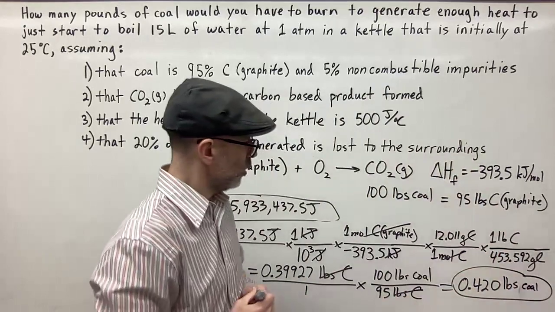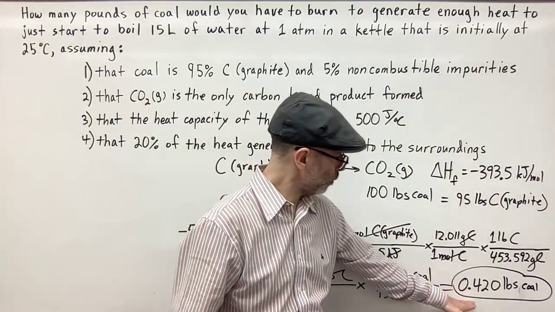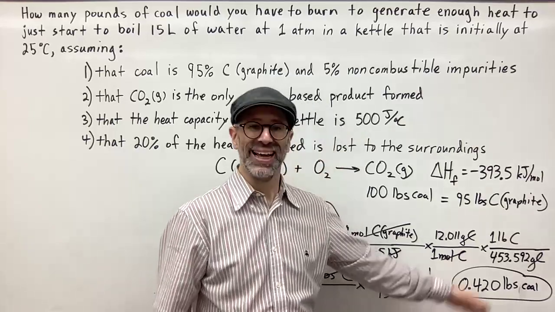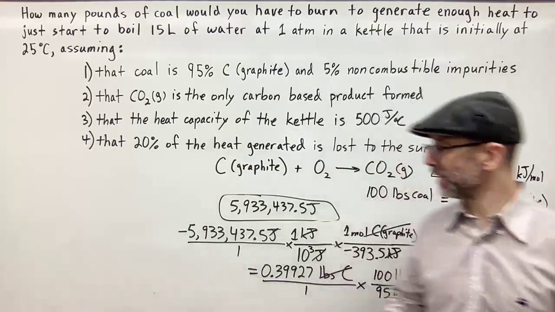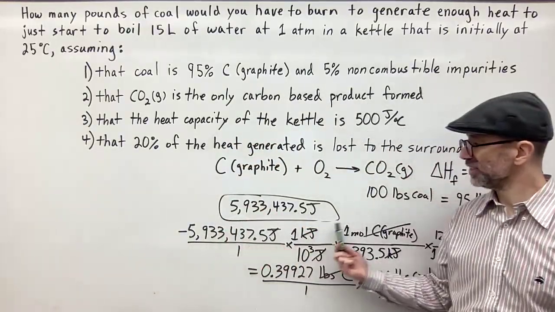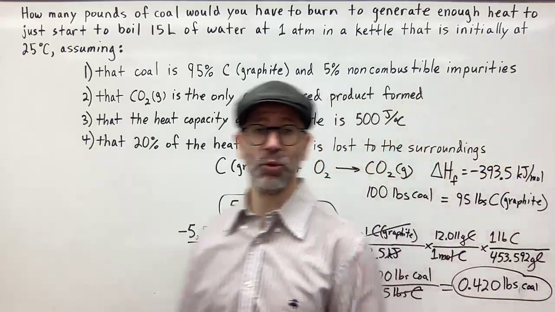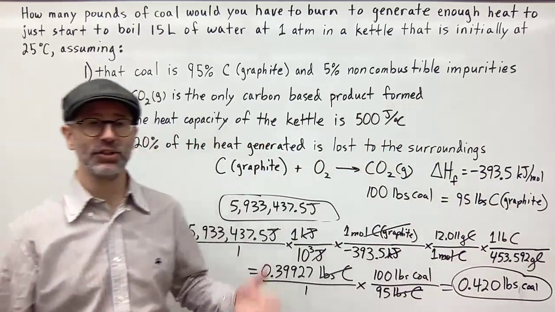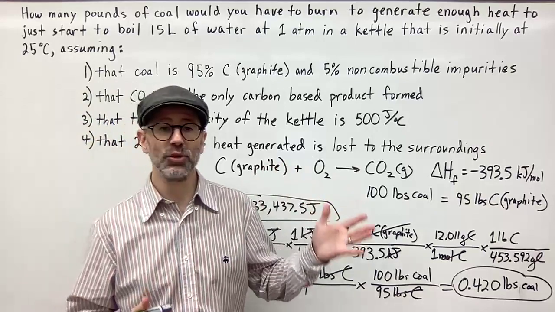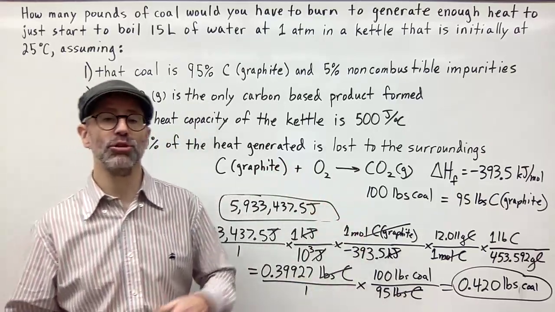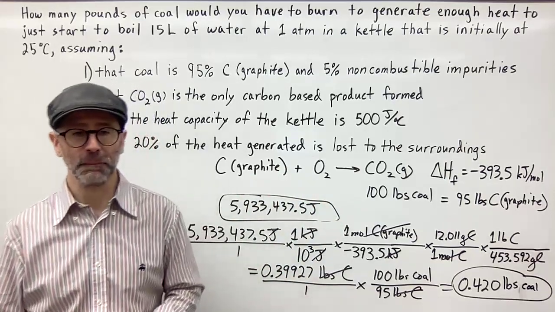Okay. So that, ladies and gentlemen, is how you do it. So it takes 0.420 pounds, less than 1 pound of coal, to generate enough heat, almost 6 million joules of heat, and that's enough to raise the temperature of 15 liters of water from 25 to 100 degrees, but we're losing 20% of that to the environment, and some of that is to the kettle.